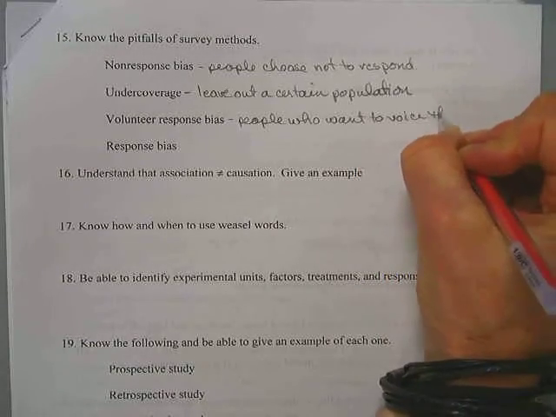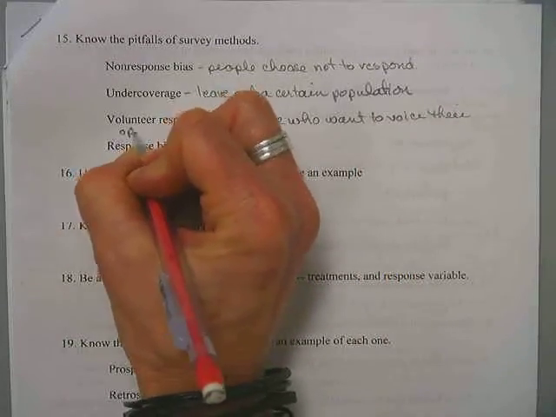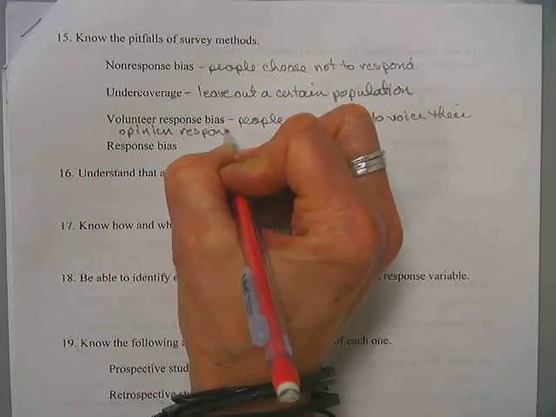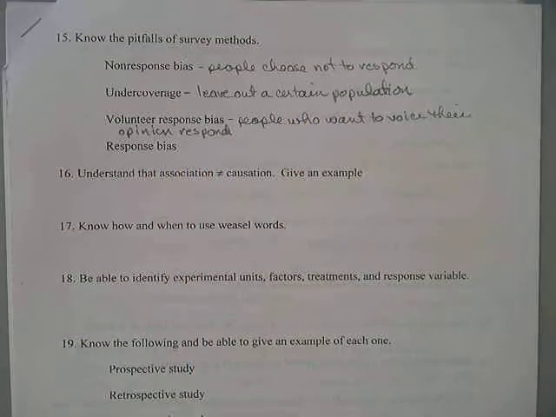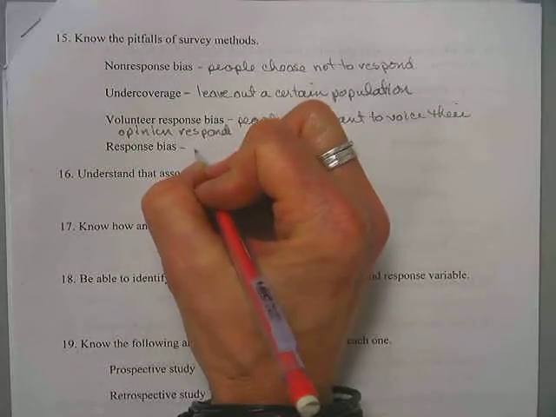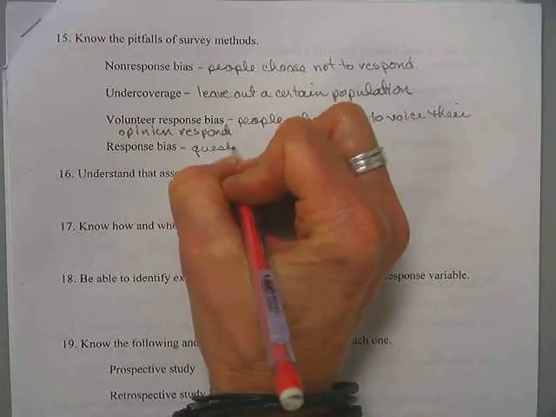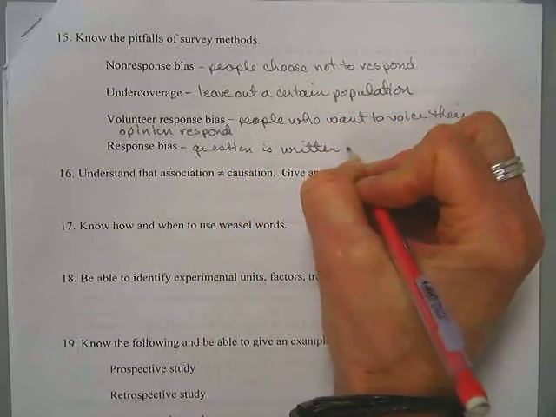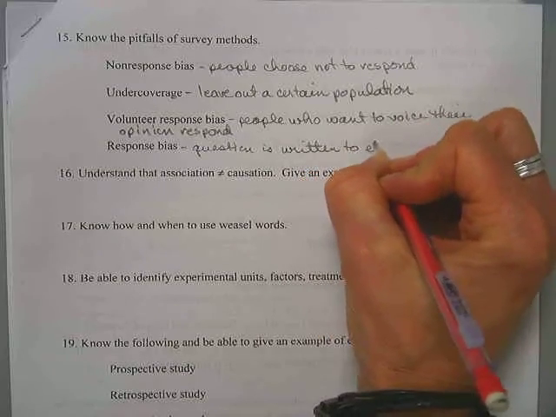Okay. All right. Voluntary response bias. That's when the people who want to voice their opinion choose to respond. So basically, people who want to voice their opinion respond. Sometimes they have a stake in the matter. They will somehow benefit by responding or voicing their opinion, and so they do.